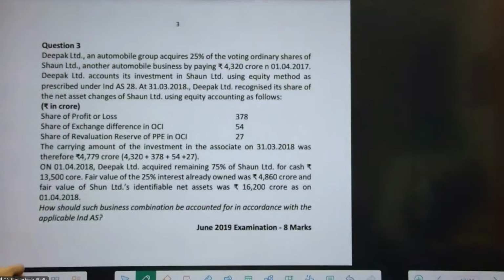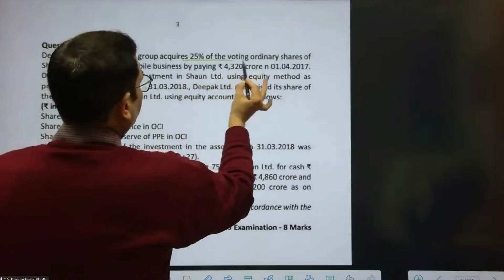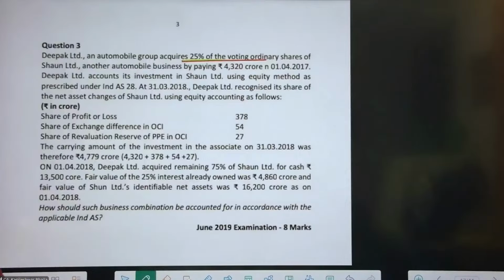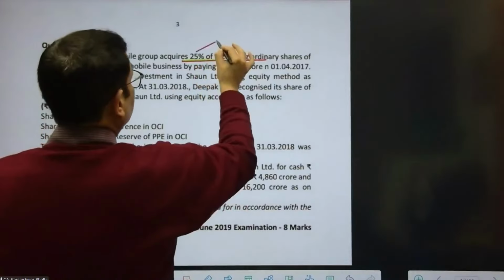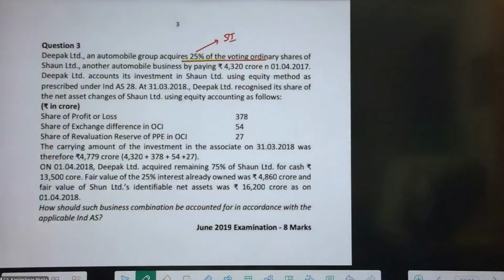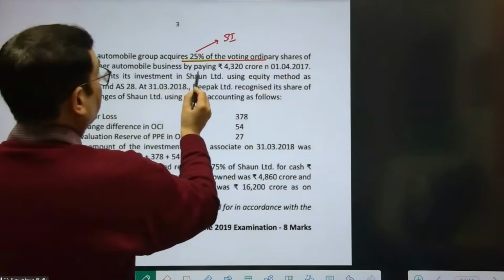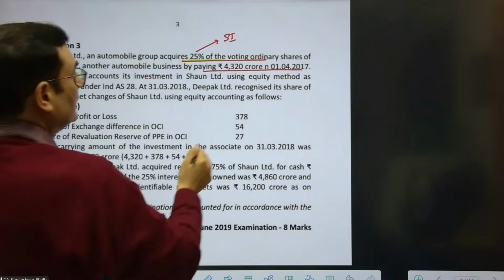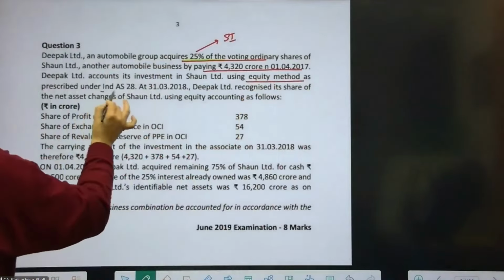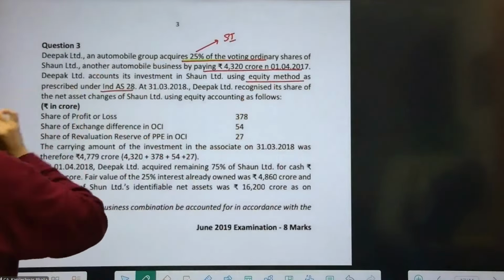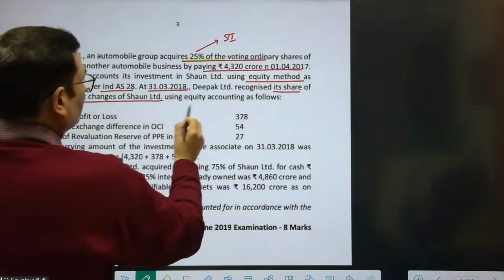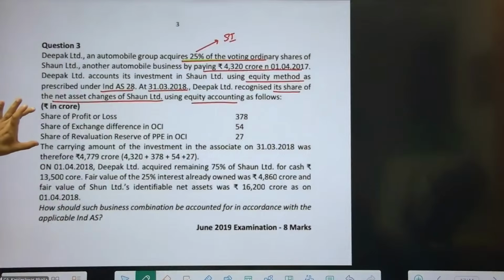It says Deepak, an automobile group, acquires 25% voting ordinary shares. When you acquire 25% shares, that means you get significant influence. And then it says, by paying 4320 crores on 1st April 17, Deepak accounts the investment using the equity method as prescribed under Ind AS 28, because it becomes a significant influence. Then it says on March 18, Deepak recognized its share of net assets changes of the investee using equity accounting. So these are the three inputs they've taken.